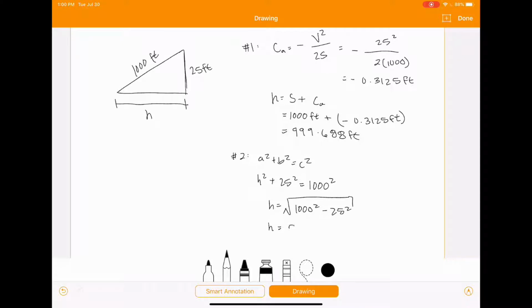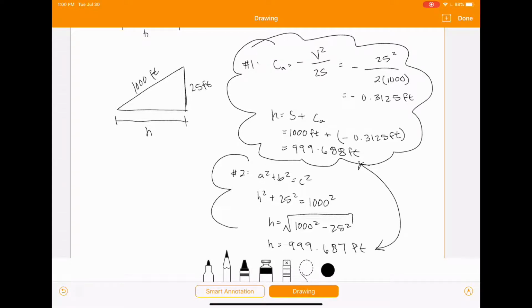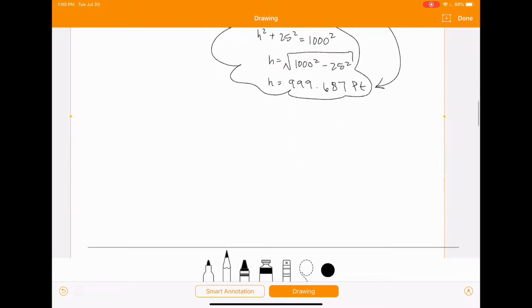you're going to end up with 999.687 feet. So like I said, they're a little bit different, but it gets you pretty much the same thing. It's 999.7 feet, either way you look at it. But since it's surveying, more likely than not, your teacher's going to want you to do it this way. Just know you can check your answer using that method as well.